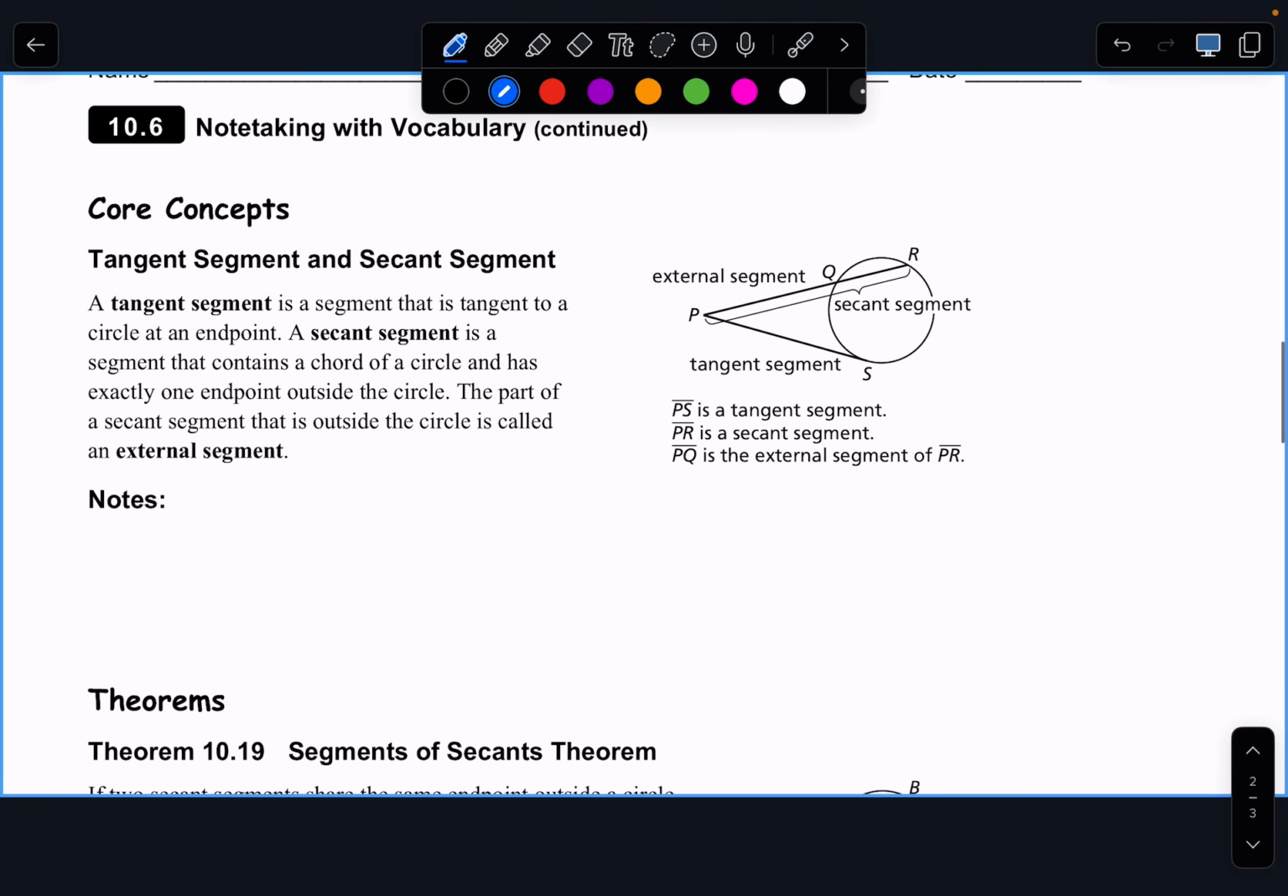Okay, turn to the next page. We're going to talk about an external secant. Well, a secant and a tangent, essentially.